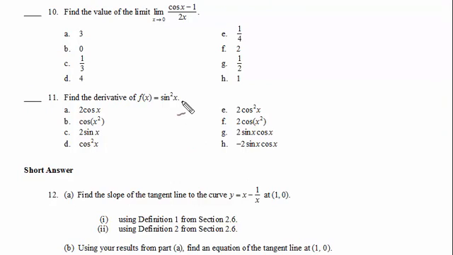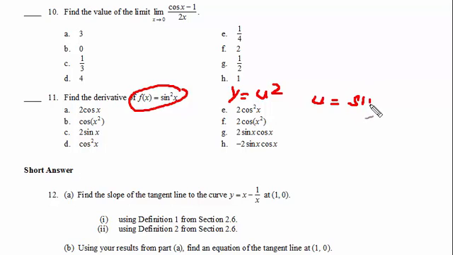Now, this one here is a function that requires the chain rule because it has an outside function, which is u squared, so y equals u squared, and the inside function is u equals sine of x. Okay, so now I work my way from the outside to the inside when I take the derivatives.